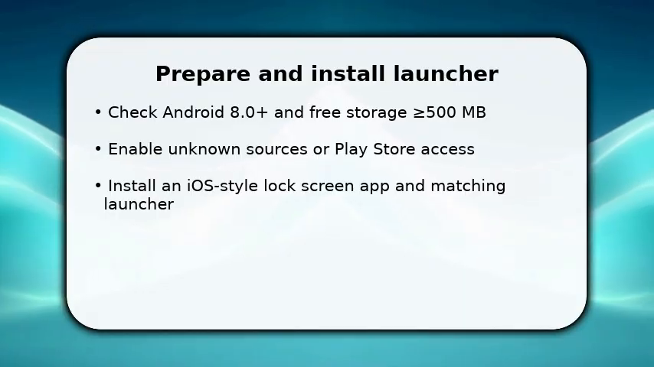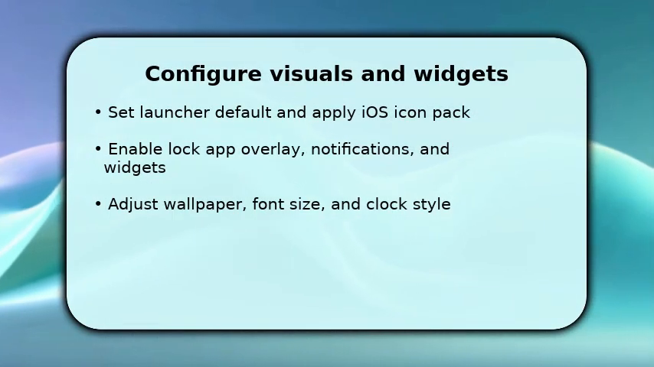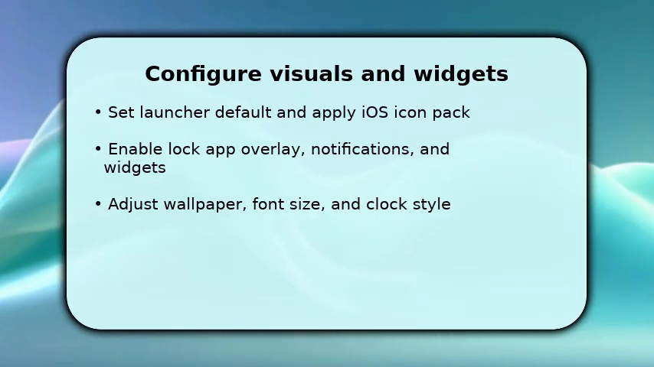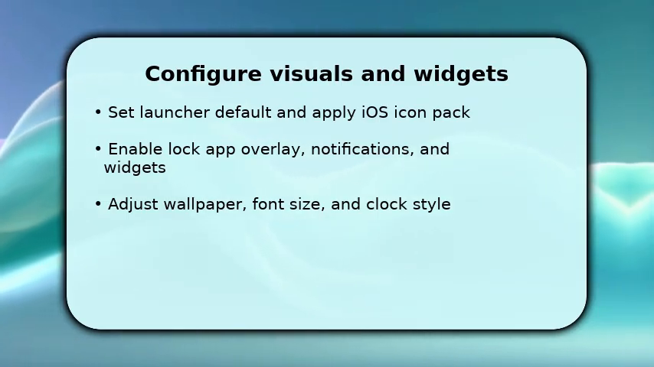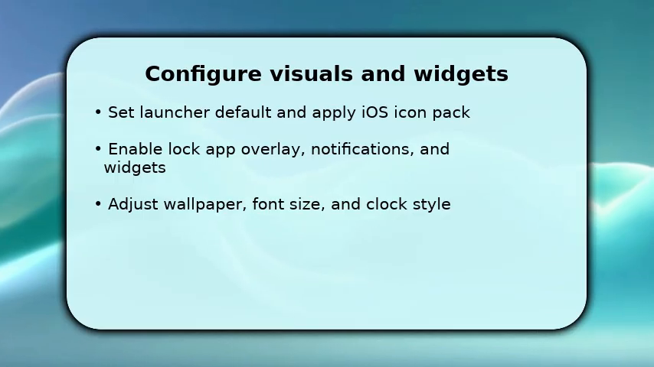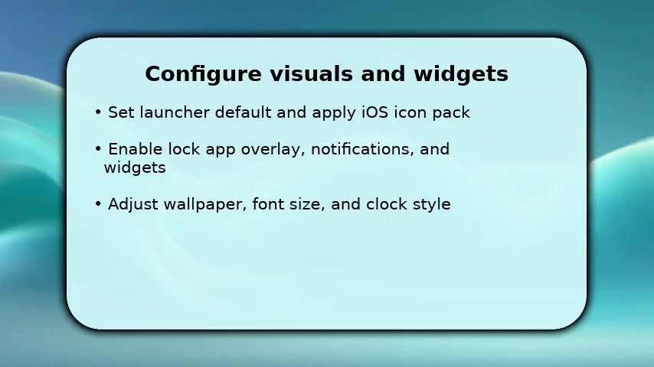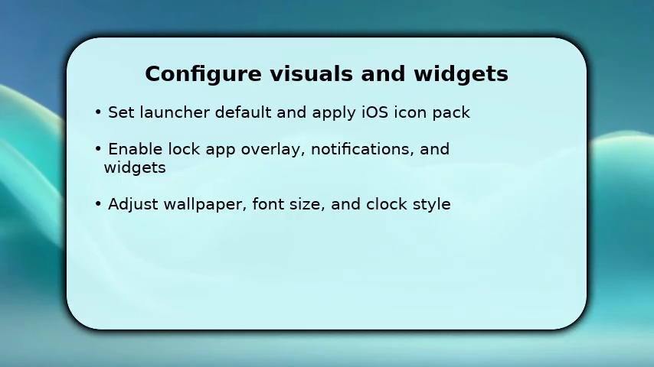Next, you configure the look so it matches iPhone lock behavior. Set the new launcher as default. Apply an iOS icon pack and grid to align icons. Then open the lock screen app, grant overlay and notification access, and place the iOS-style clock and swipe widgets on the lock layout. Once done, fine-tune wallpaper, font size, and clock positioning so elements don't overlap.